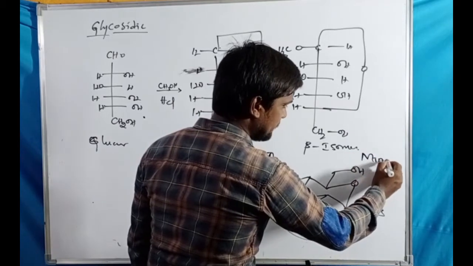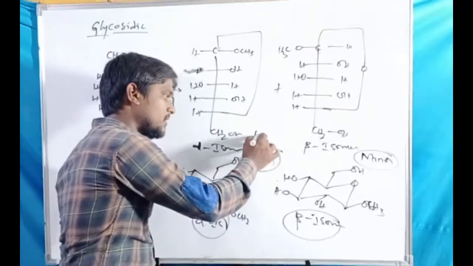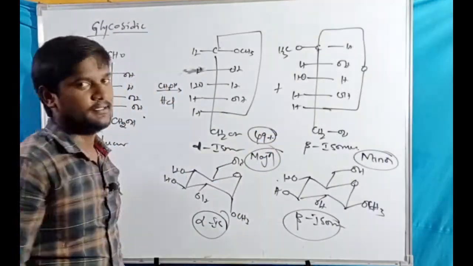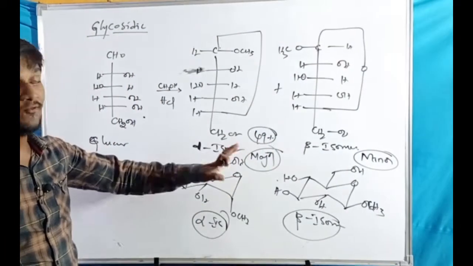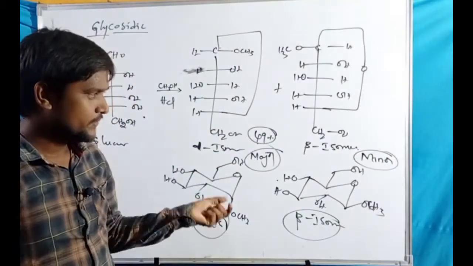Here the beta isomer is the minor product, not because of stability. So here the alpha is the major product. Approximately 49% of the product is isolated from the reaction. So this is the simplest ring.